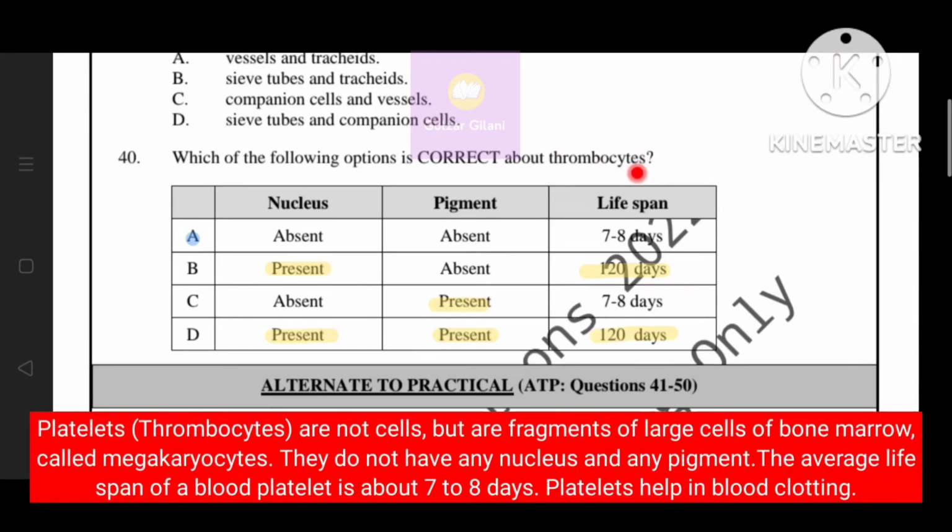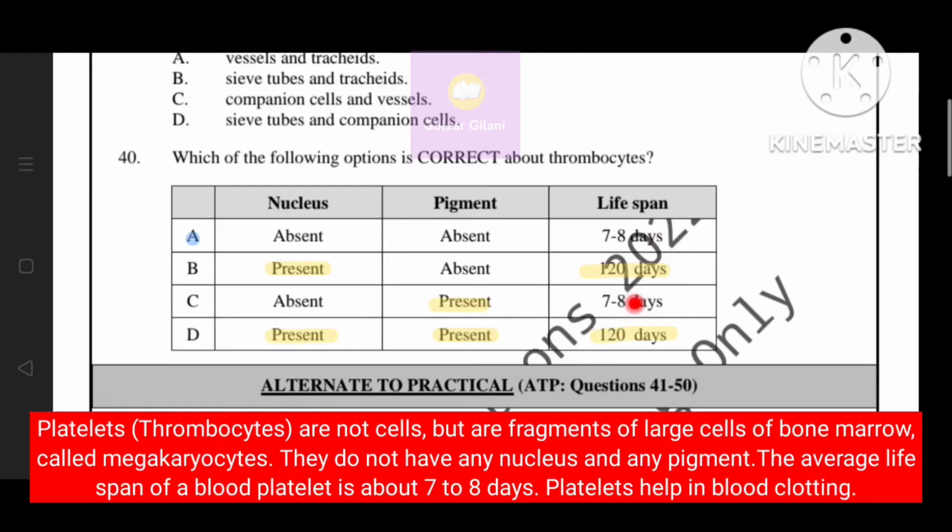As you know, platelets, thrombocytes are not cells but are fragments of large cells of bone marrow called megakaryocytes. They do not have any nucleus and any pigment. The average lifespan of a blood platelet is about 7 to 8 days. Means 7 to 8 days शॉर्टलिस्ट हो गया.